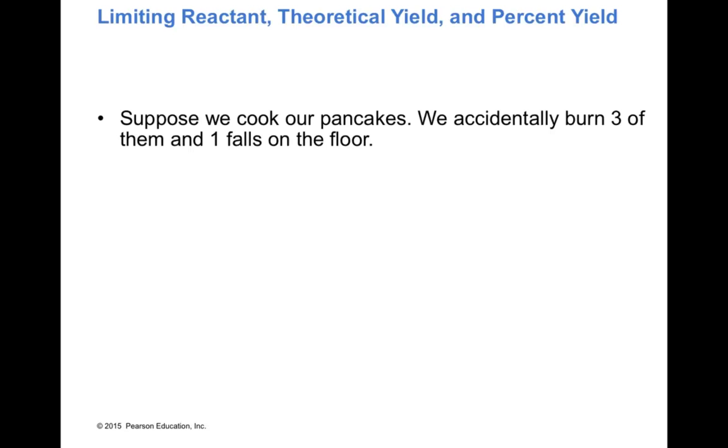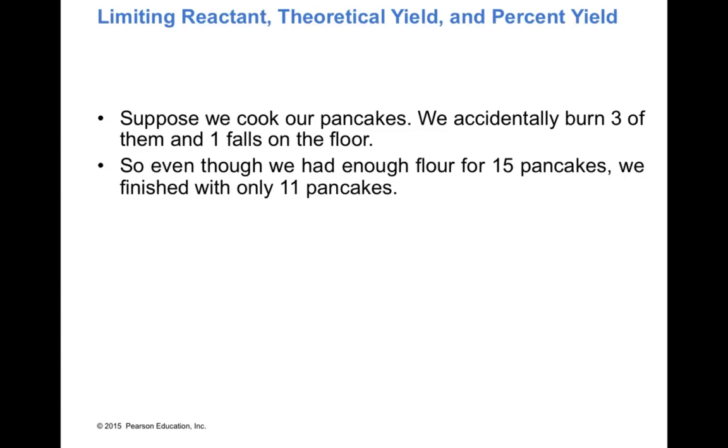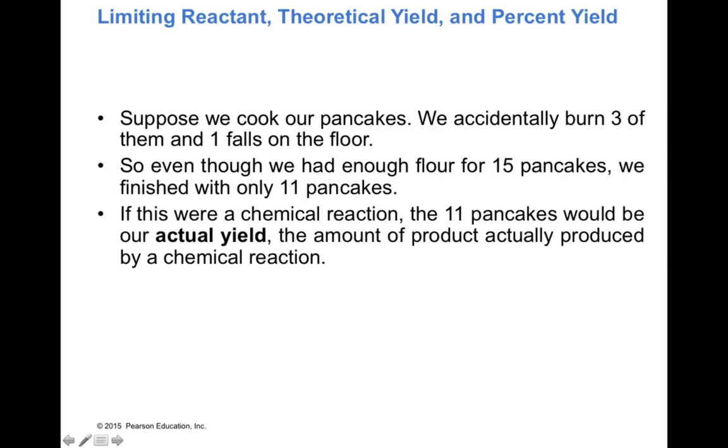So suppose we cook our pancakes, but we accidentally burn three of them and one falls on the floor. So even though we had enough flour for 15 pancakes, we finished with only 11 because three of them were burned and one fell to the floor. Okay? So if this were a chemical reaction, the 11 pancakes would be our actual yield. The actual yield is what you experimentally produce.